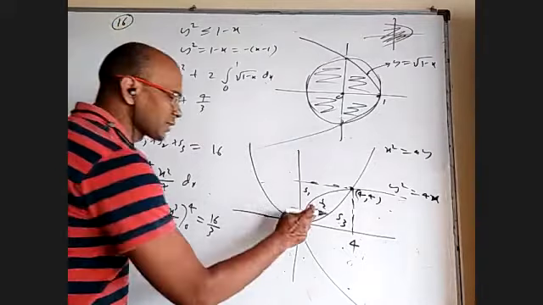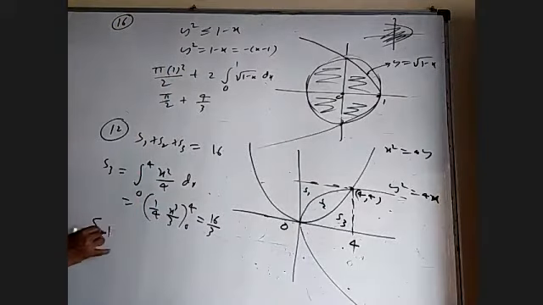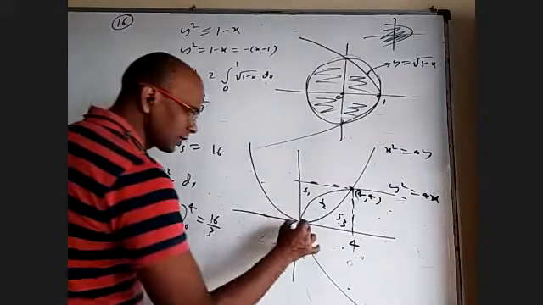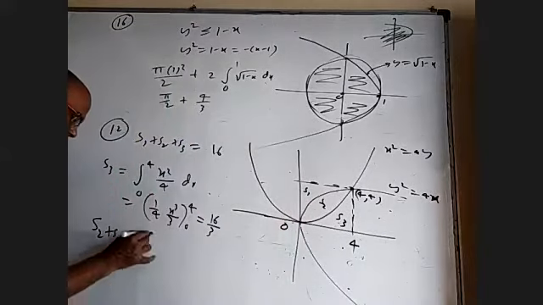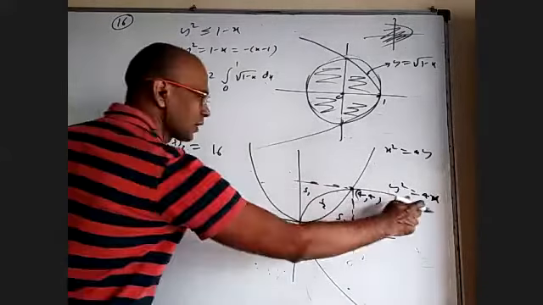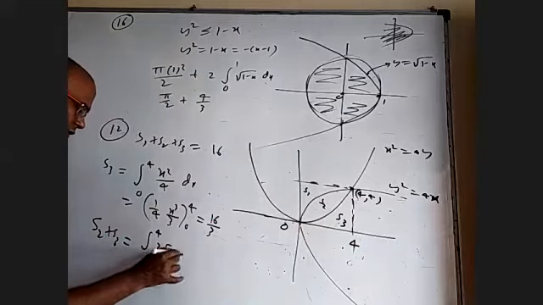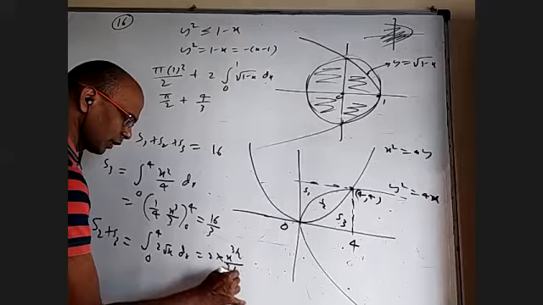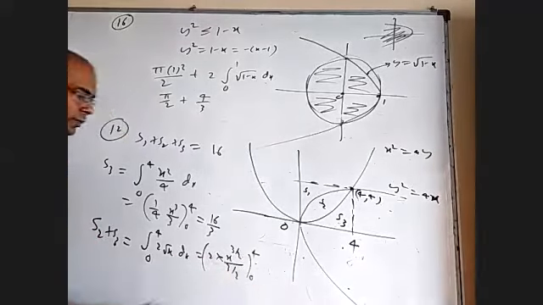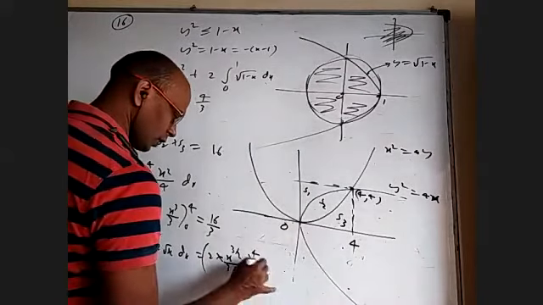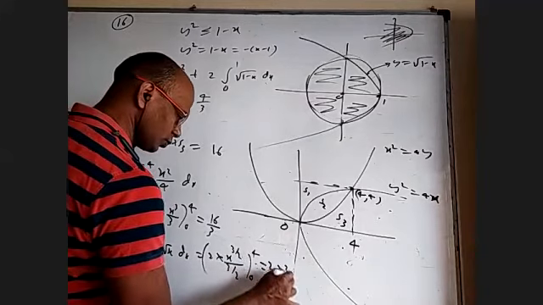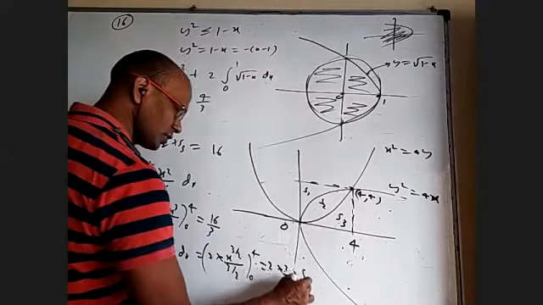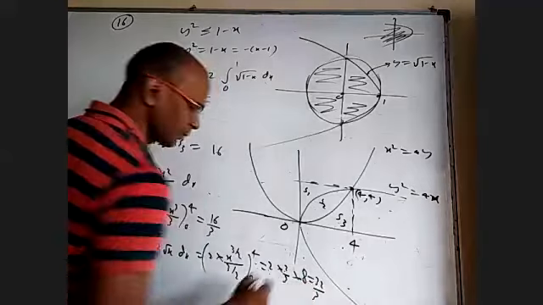If not, S2 plus S3 together is the area under this parabola, which is from 0 to 4. This parabola is y equal to root 4x, or 2 root x dx. That is 2 into x power 3 by 2 by 3 by 2 with limits 0 to 4. That is 2 into 2 by 3. 4 power 3 by 2 is 8, which is 32 by 3.